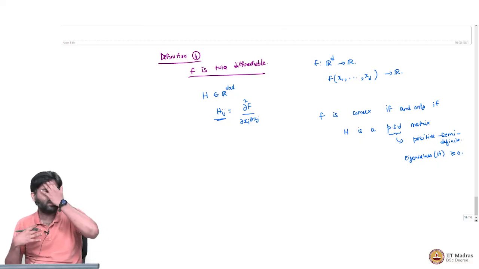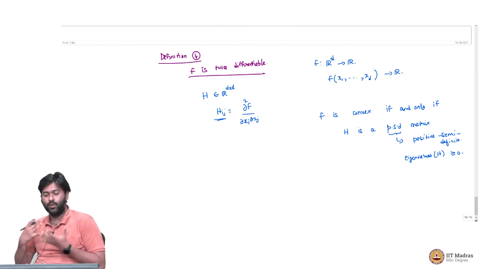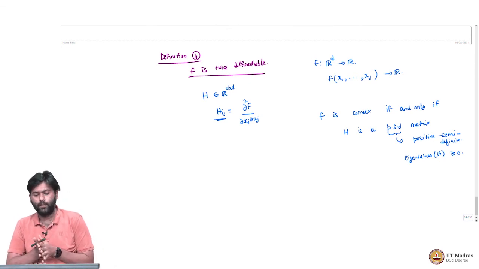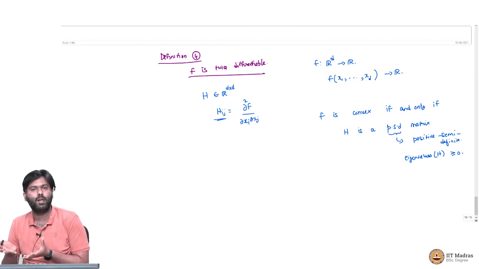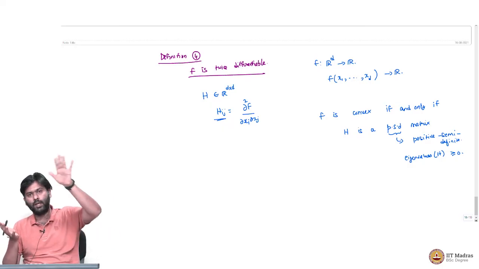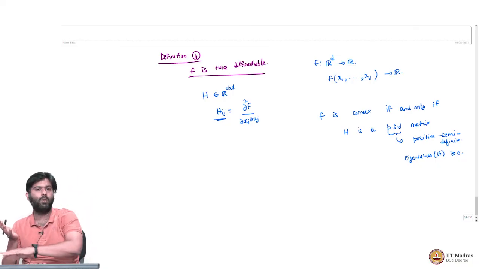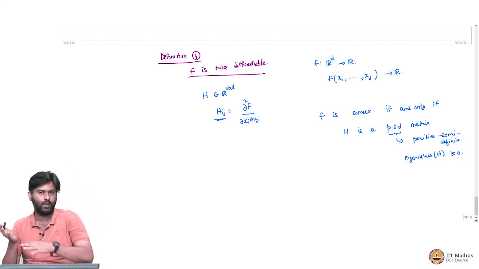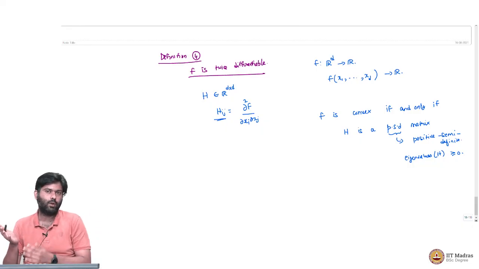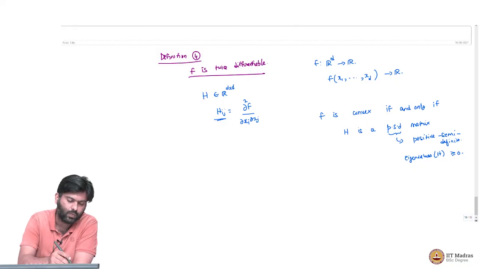So think of this as capturing the curvature of the function itself, and intuitively this simply means that the function always should have a positive curvature. So the moment it has a negative curvature, it kind of goes above and comes back below, and that is no longer a convex function. So only if it has a positive or non-negative curvature, we will call it a convex function.